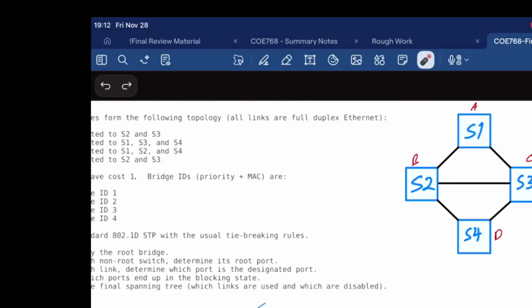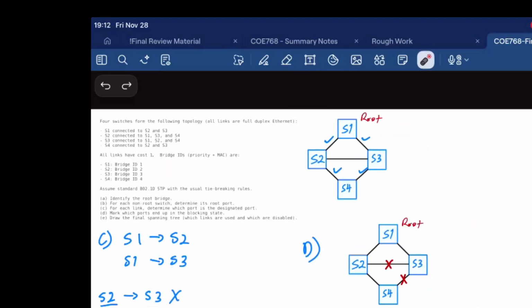Okay. So because it has a direct connection to the root bridge, you don't need the intermediary connection between S2 then. Yep, that's right. All right. Got it. Gotcha. Thank you. Anything else?